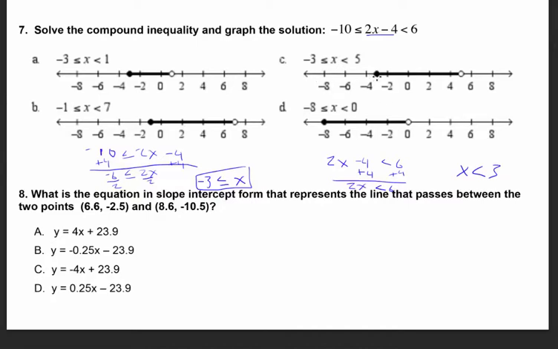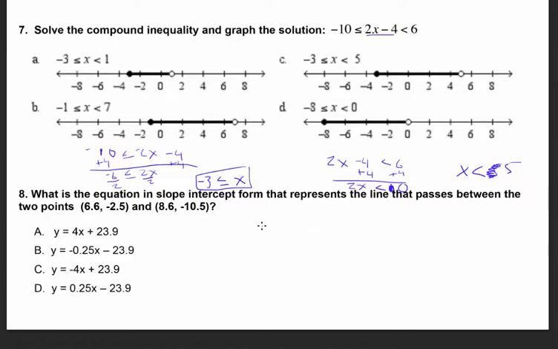Now I need to look at my answer choices. Oh, I'm sorry, I actually made a mistake. 6 plus 4 is 10, and 10 divided by 2 is 5. Alright, so now when I look back at my answer choices, I have to find the one that says that x is greater than or equal to negative 3. So that could be A or C. D and B have to be wrong. And it also has to be less than 5. So the only correct one is C.